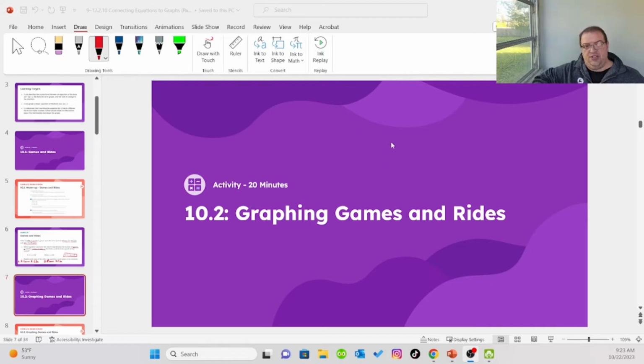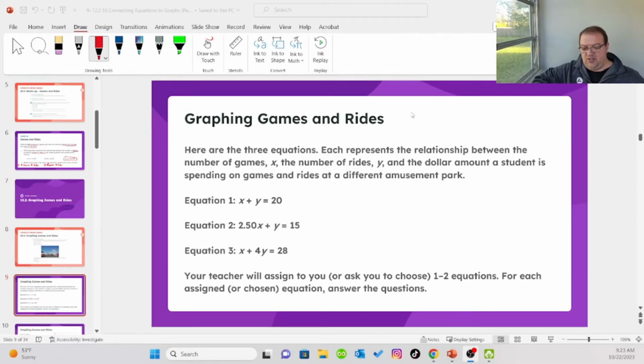So our first activity today is 10.2, titled Graphing Games and Rides. It says here are the three equations. Each represents the relationship between the number of games, which is x, the number of rides, which is y, and the dollar amount a student is spending on games and rides at a different amusement park. And then they give us three separate equations here. And it says you can choose 1 to 2 equations. For each assigned or chosen equation, answer the questions.